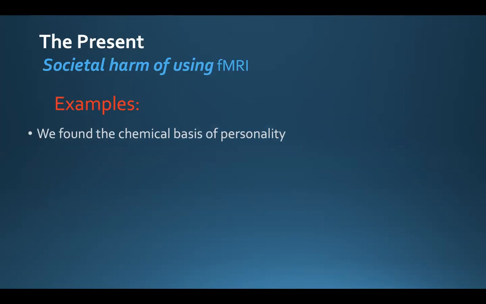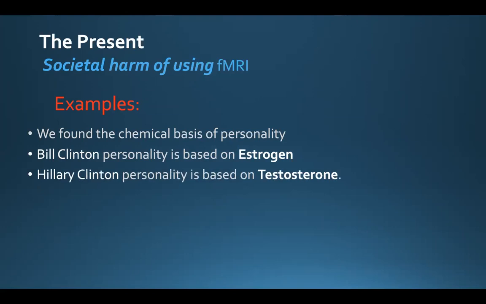Worse harm, they say that they found the chemical basis of personality. Yes, every personality is based on one chemical substance, and thank God we have functional MRI, and we found it. And now we can help you find the personality that you have and other people's personality. And yes, we found that Bill Clinton's personality is based on estrogen. Yes, he had an affair with Monica Lewinsky, but that has nothing to do with testosterone. That was estrogen. And his wife, Hillary Clinton's personality is definitely, based on functional MRI, based on testosterone.